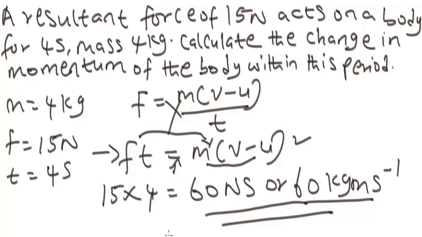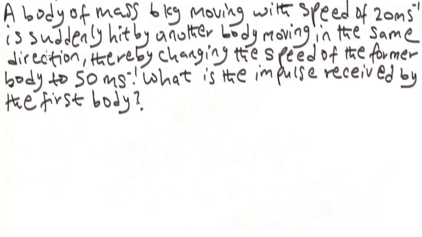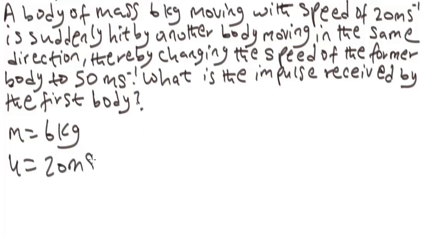Let's solve another problem. Look at this question. It says a body of mass 6 kg moving with a speed of 20 meters per second is suddenly hit by another body moving in the same direction, thereby changing the speed of the former body to 50 meters per second. What is the impulse received by the first body? Let's bring out our parameters. We have our mass to be 6 kg, initial velocity u to be 20 meters per second, and final velocity v to be 50 meters per second.